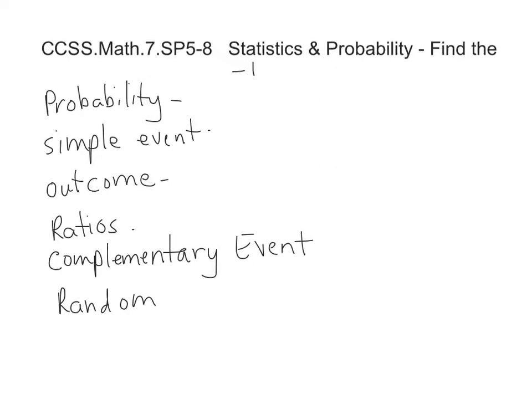Common Core State Standards Math, 7th grade, Statistics and Probability, 5-8. And it is to find the probability of the event, but we need to look at the vocabulary first. And so let's look at the vocabulary.